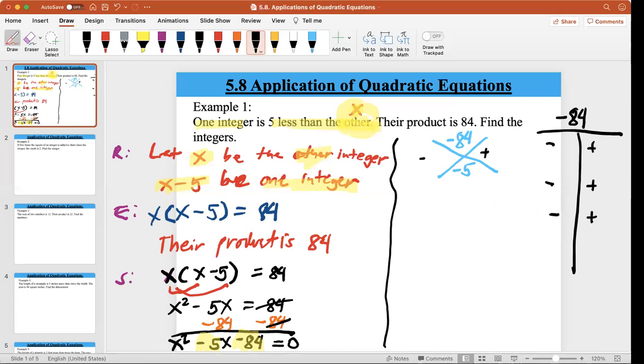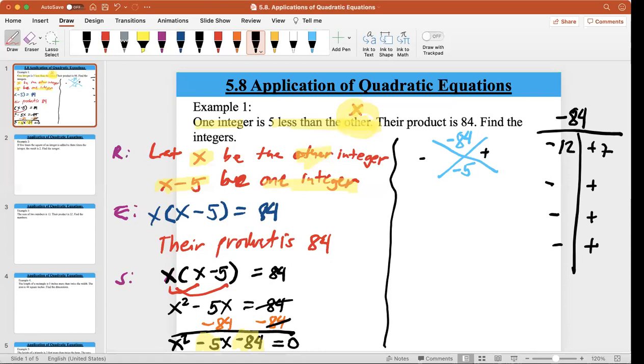Negative, positive, negative, positive. Think of a number that divides 84. 12? 12 then? 7. All right. So if this is 12, negative 84 divided by negative 12 is 7. I think that you've got the correct factors now.